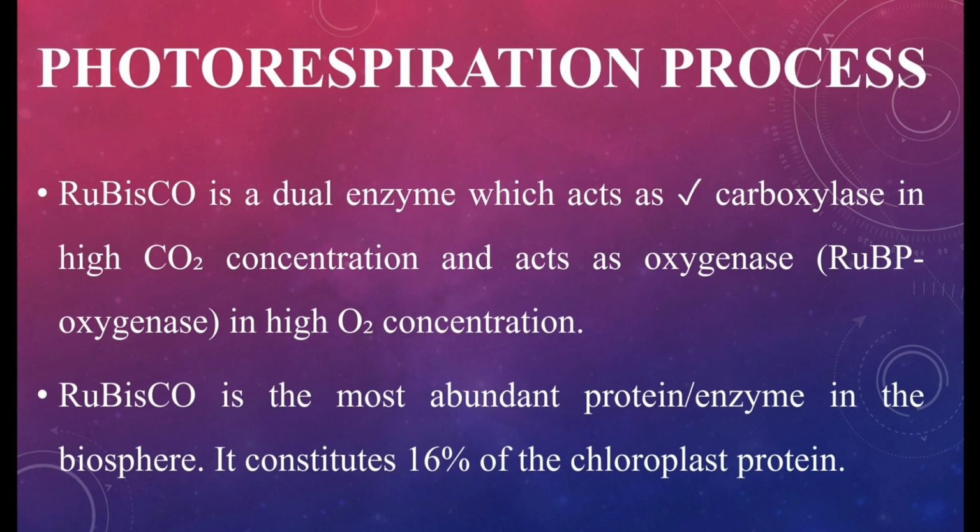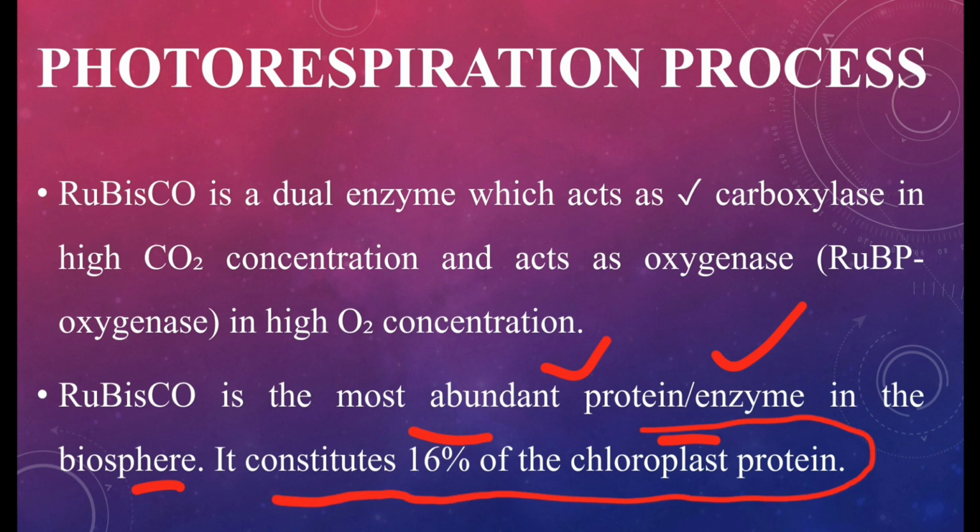Now, in the process of photorespiration, rubisco is a dual natured enzyme which acts as carboxylase in high carbon dioxide concentration. It can act as oxygenase in high oxygen concentration. Rubisco is the most abundant protein or enzyme in the biosphere. It constitutes 16% of chloroplast protein. So of all the proteins present inside the chloroplast, 16% is rubisco.